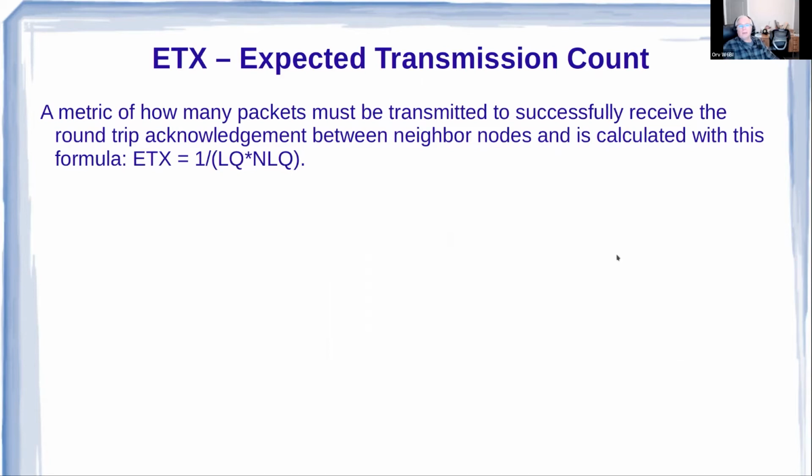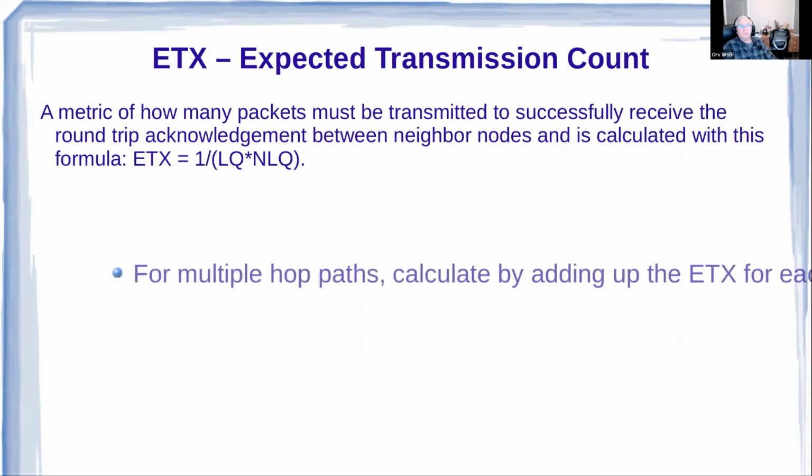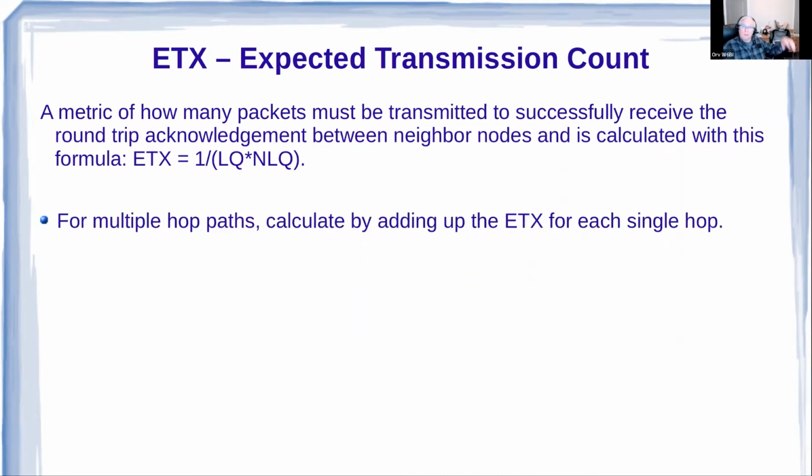It's not for your neighbor, but adjacent neighbor nodes, more than one hop away. For example, if your LQ and your NLQ were both 50%, you dropped half of the packets. That's 0.5 times 0.5 divided into 1. ETX would be 4, indicating a fairly crummy link.